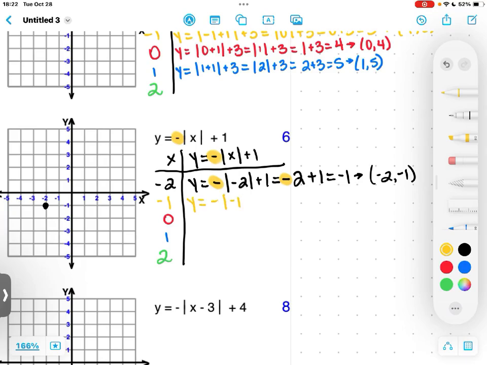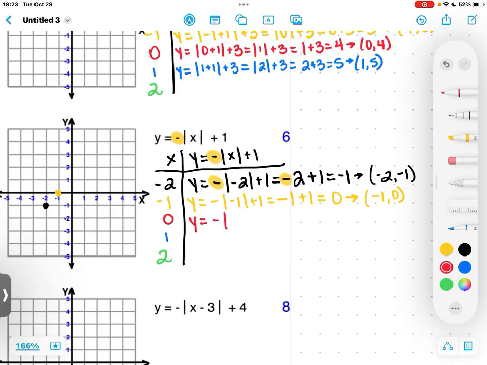Y equals a negative, absolute value of -1 plus 1 equals. This is a negative, you keep the negative, but the absolute value of a -1 is a +1 plus 1 equals. Well, -1 plus 1 is a 0. So this point is a -1, 0, which is right there.